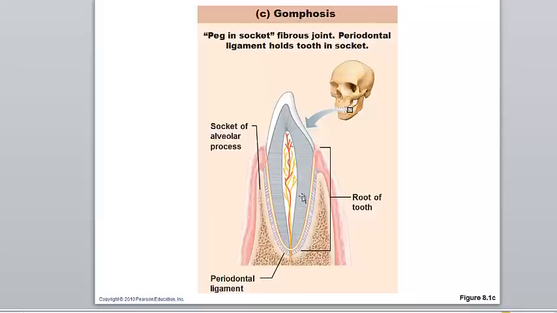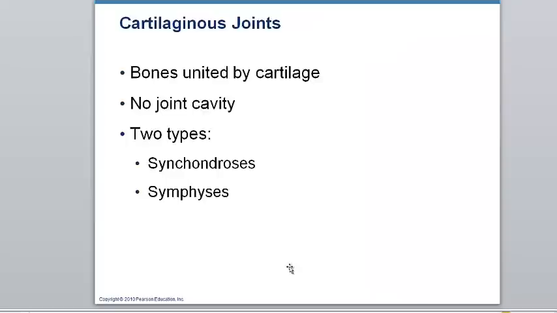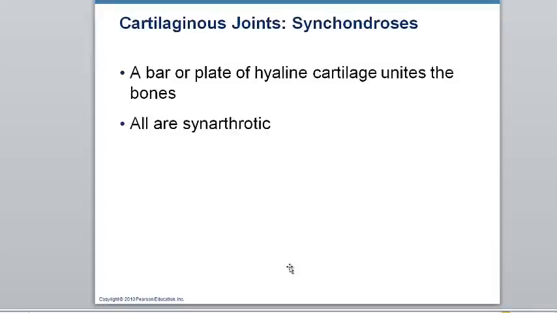This is like a peg and socket joint. This is the peg and this is the socket and it holds the teeth inside it. That's your gomphosis. Now that finishes your fibrous joints. We're moving on to the cartilaginous joints. Just to remind, there are two types, synchondrosis and symphysis.